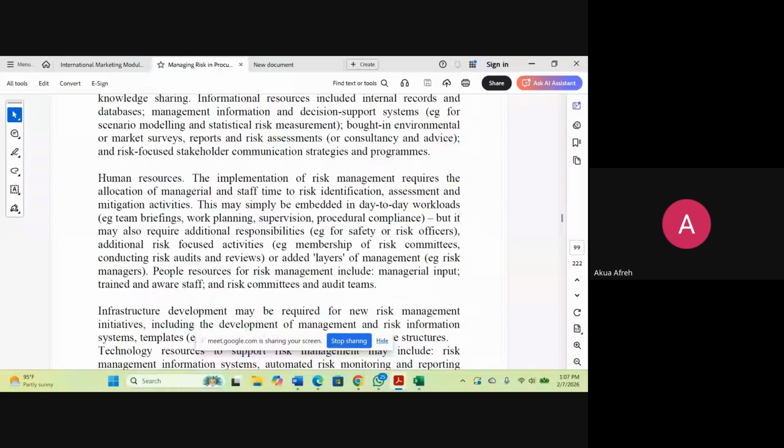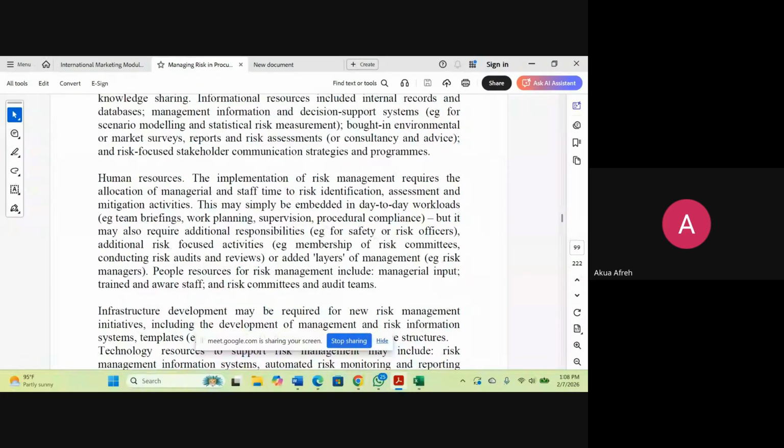Then human resources. You know that there is no way you can do away with us humans. The AIs are there, they are doing what they can do, but even with the AIs and all those things, it's human beings that are manipulating or working on them. So skilled personnel are needed to identify the risk.